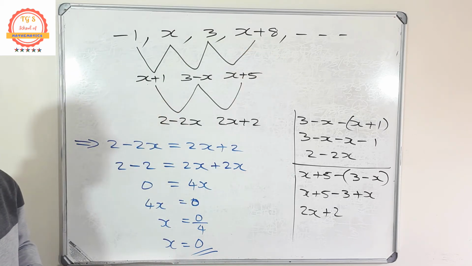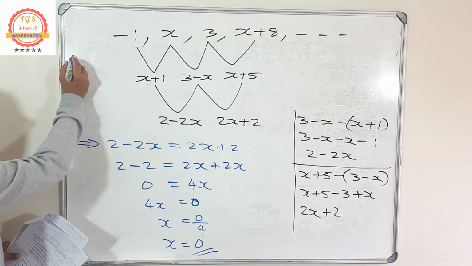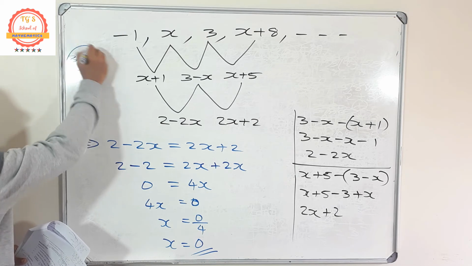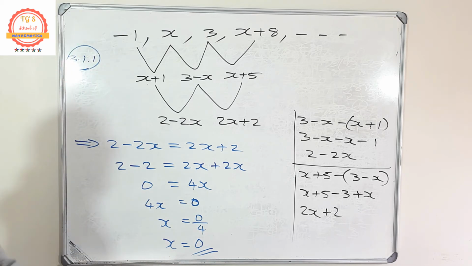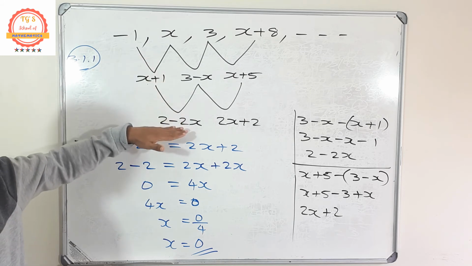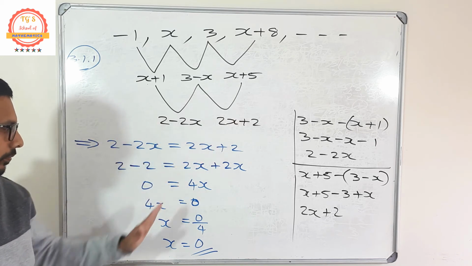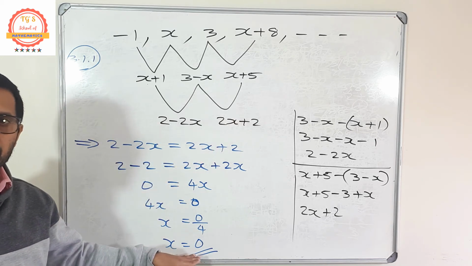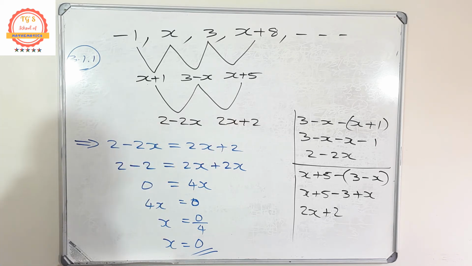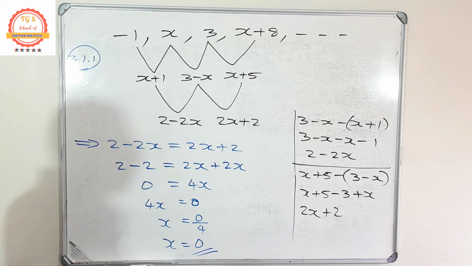So this is what we did in question number 3.1.1. First we find the second difference, and we know that the second differences are the same, so we equate that one and try to find the value of x, and we got the value of x as 0. So that is question number 3.1.1. Now we are going to question number 3.1.2.